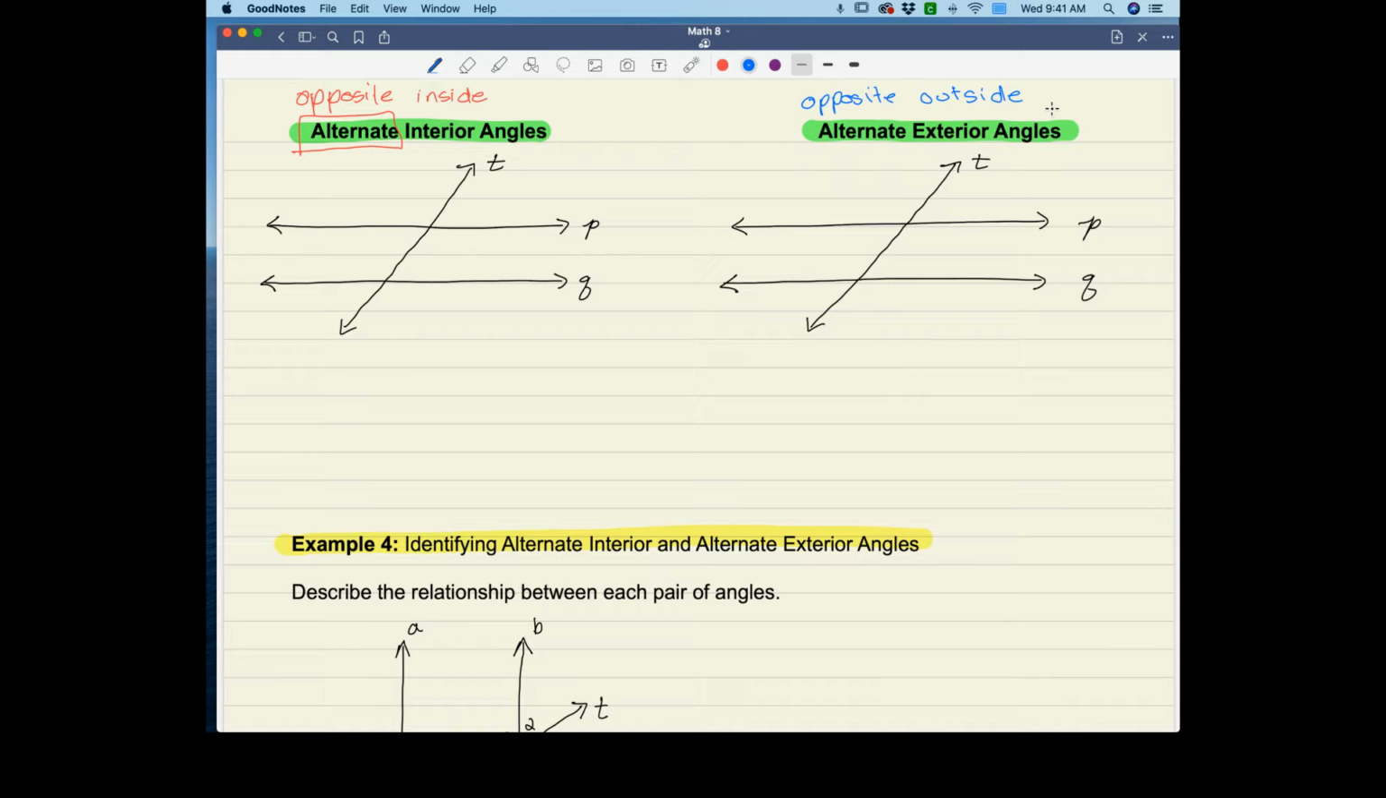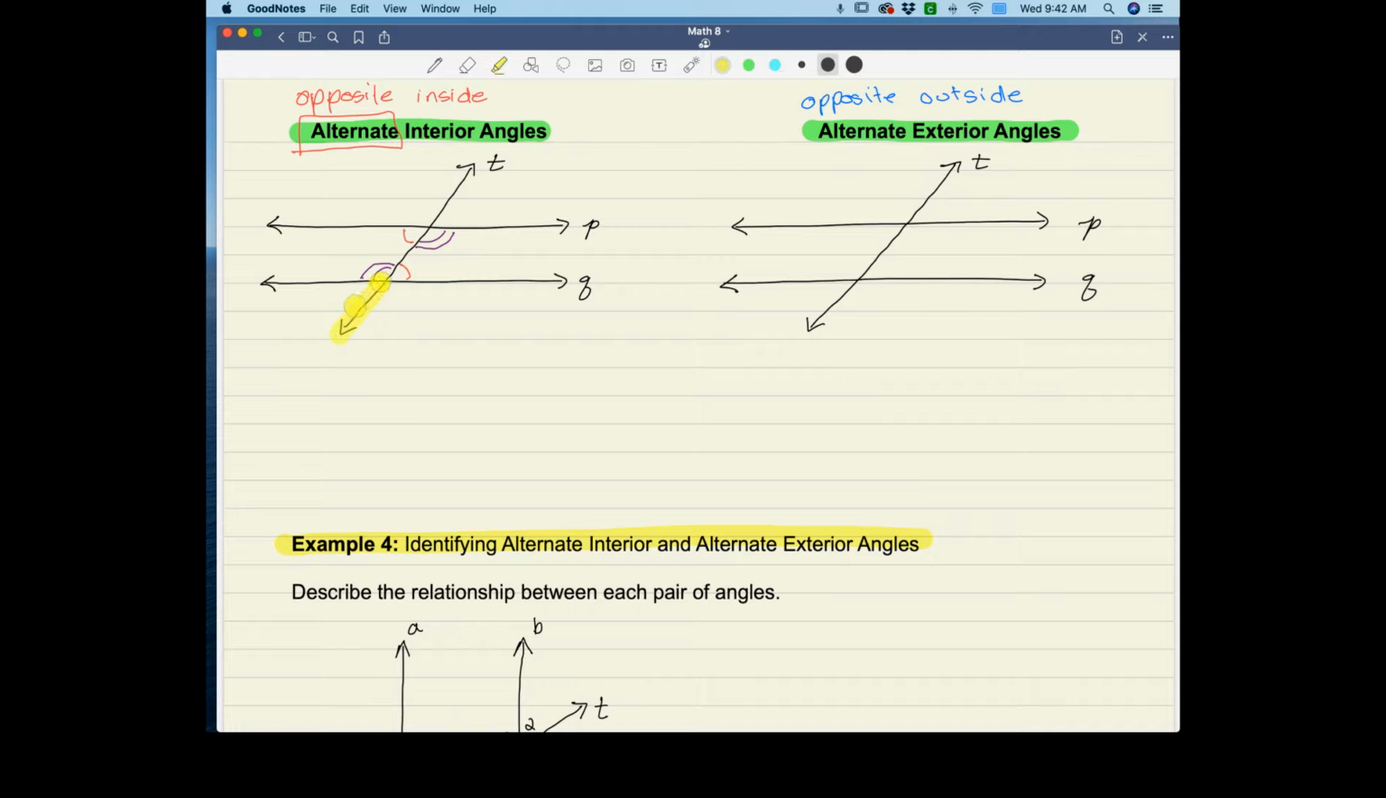Well, your opposite inside angles, we have here and here in the red. And then we have another pair of alternate interior angles here and here in the purple. And so you can see the arcs that we use, those show the angles we're talking about. The two red arcs are alternate interior angles. The two purple arcs are alternate exterior angles. It means they're opposite. They're on opposite sides of the transversal.